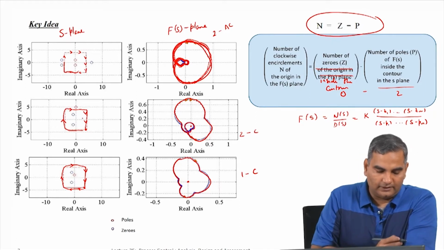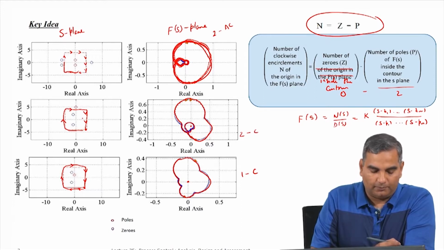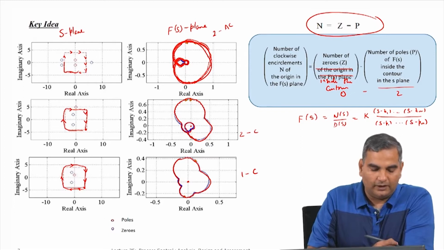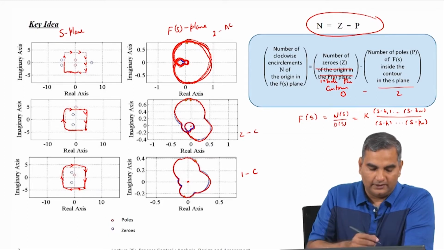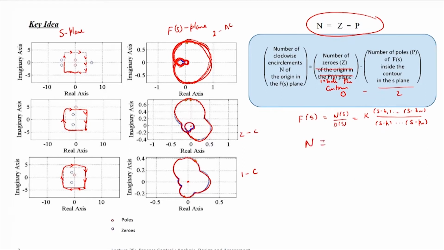Now, if you look at this f of s, though this f of s has 2 zeros and a pole, we have excluded the pole and we have done a clockwise encirclement only around zeros. So, in this case, for the second case, n will be 2 zeros inside the contour, no poles inside the contour. So, 2 minus 0 is 2. So, I have 2 clockwise encirclements.